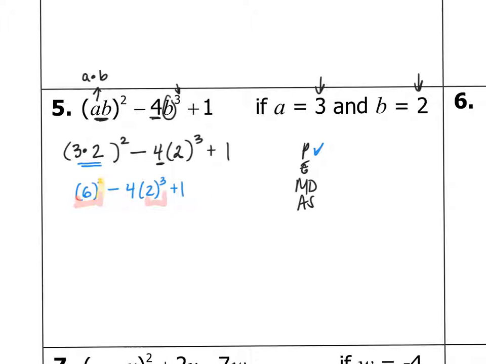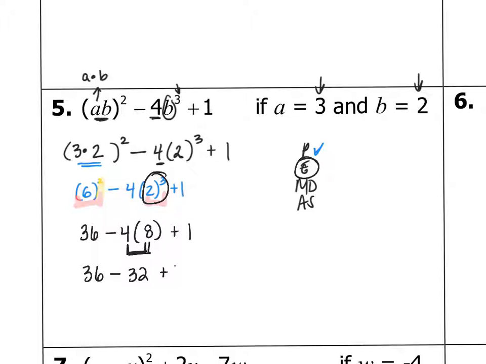So 6 squared is 36 minus 4 times 2 to the third, because that exponent has to happen before the multiplication. 2 to the third is 2 times 2 times 2, which is 8. That's adding to 1. Next, I need to take care of this multiplication. So 36 minus 32 plus 1.